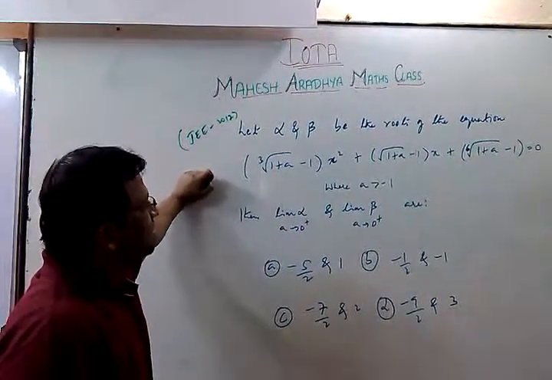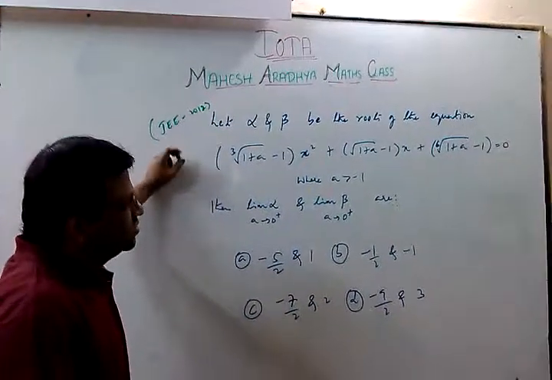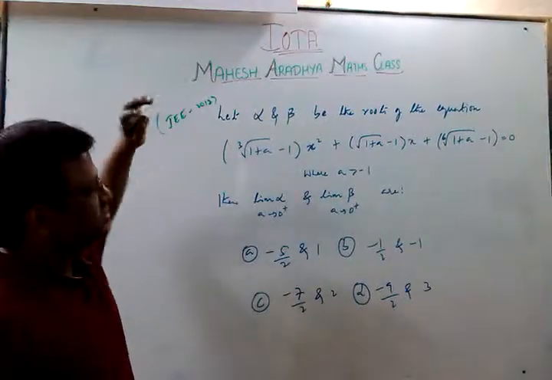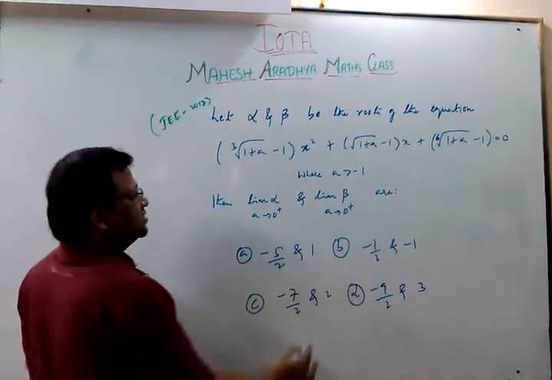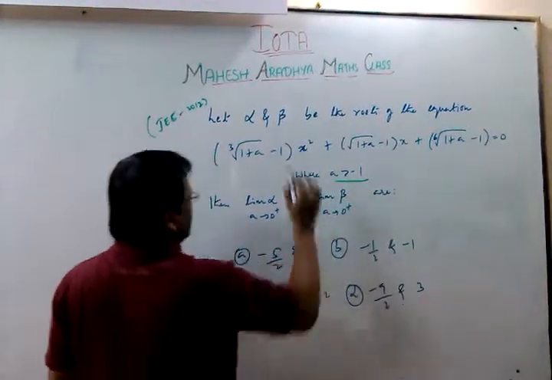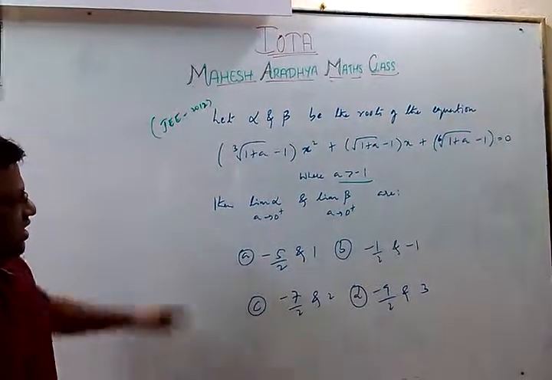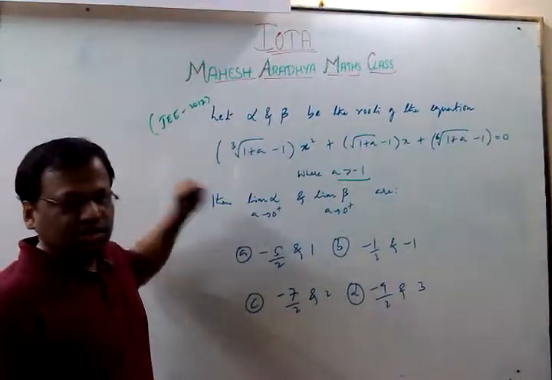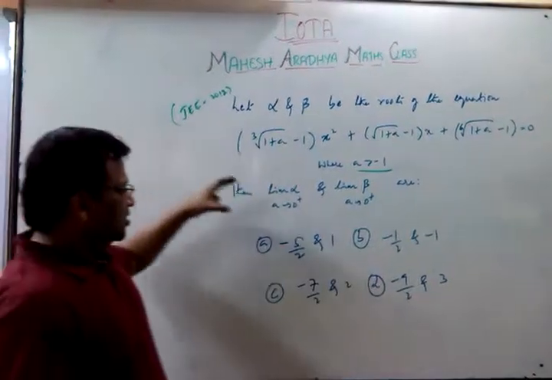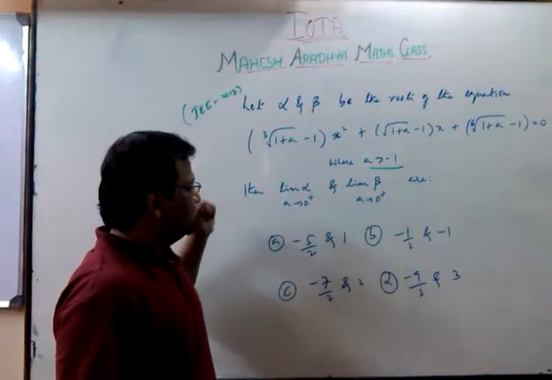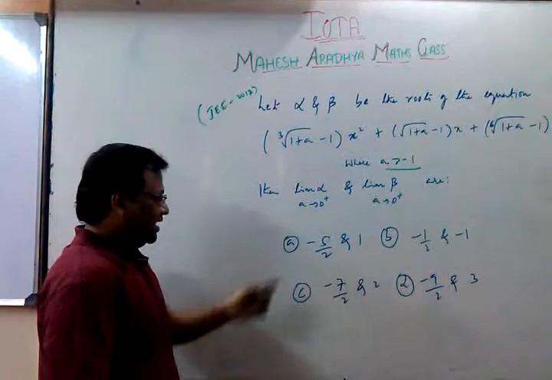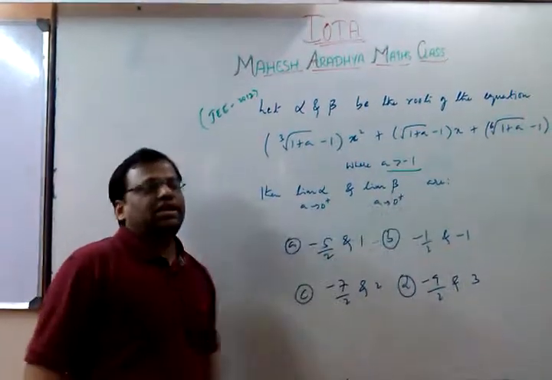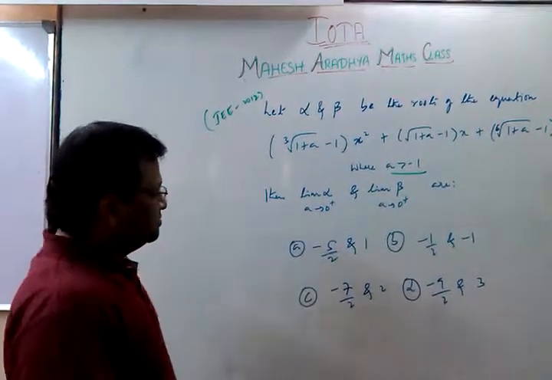Let alpha and beta be the roots of the equation. This is a lengthy quadratic equation given, where the condition given is a greater than -1. Then he is integrating the quadratic equation with limits. Then limit of alpha as a tends to 0 plus and limit of beta as a tends to 0 plus, right-hand limit. What is the right-hand limit, they ask.